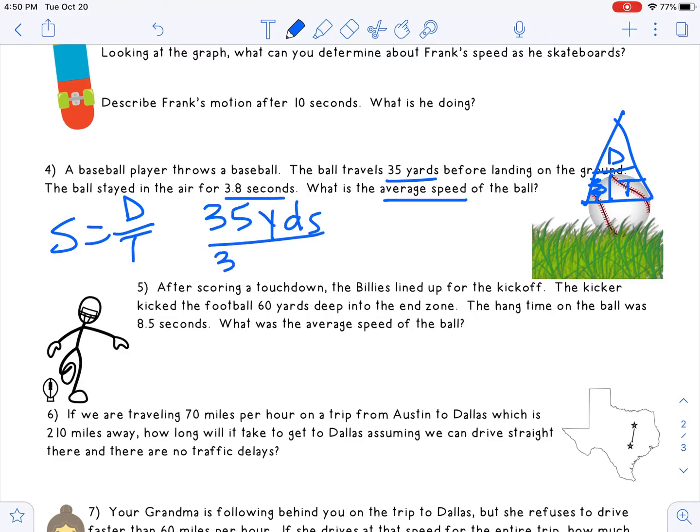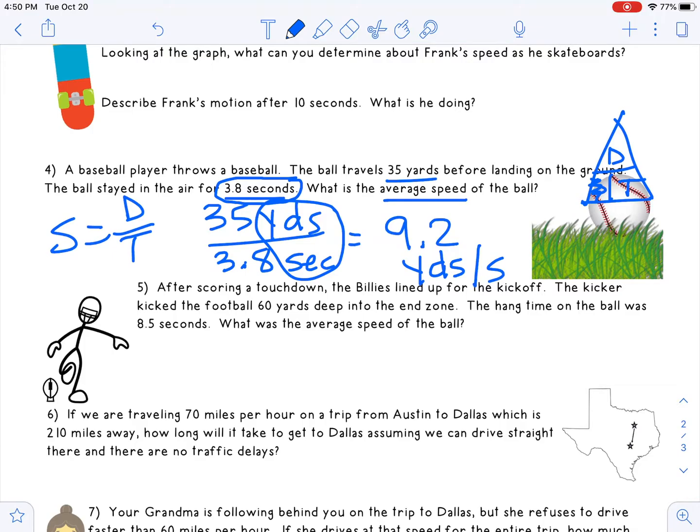And what was my time? 3.8 seconds. So I am going to put that in my calculator here. So 35 divided by 3.8, and I come up with 9.2. I'm going to just use one decimal place because if I look at how my other decimals in my problem are being shown, it's just showing one decimal place. So I'm going to have my answer be with just one decimal place. So 9.2 what? 9.2 yards per second.